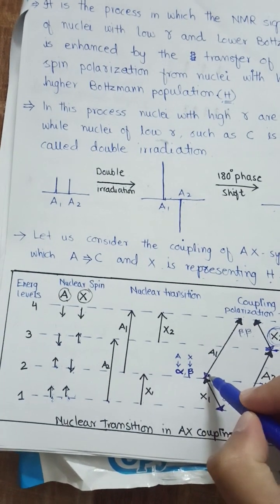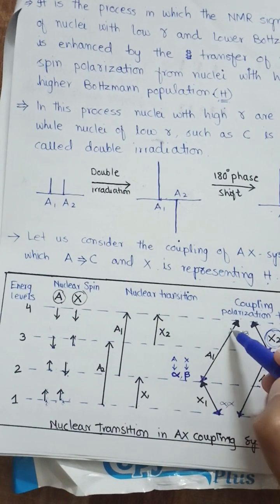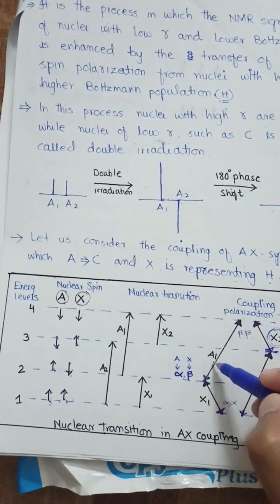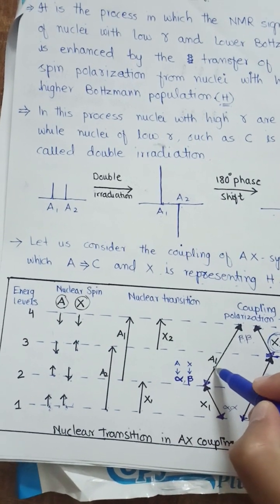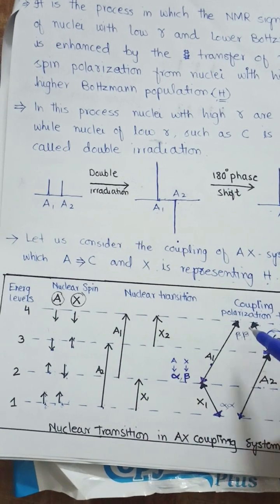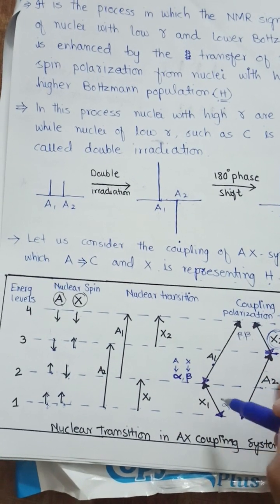fourth to 2. So in this case the decrease in excitation will occur in this level. So that's why one is the positive signal and the other is the negative signal.